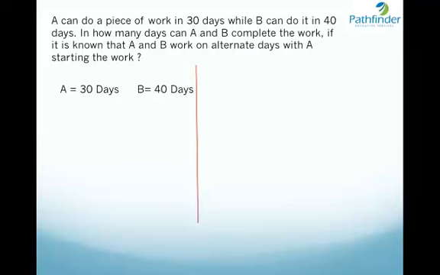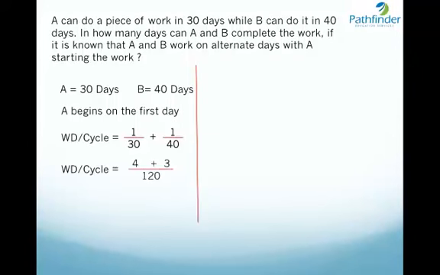Now, A begins on the first day. Therefore, the work done in one cycle, which must be equal to the work done by A on the first day and B on the second day. So, work done by A on the first day is 1 by 30 plus work done by B on the second day is 1 by 40.